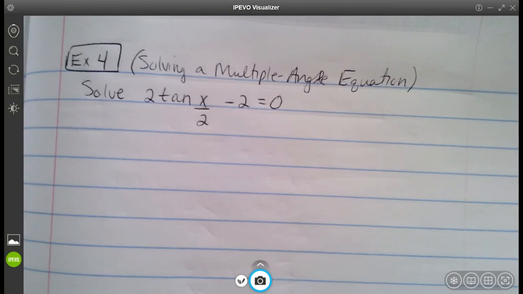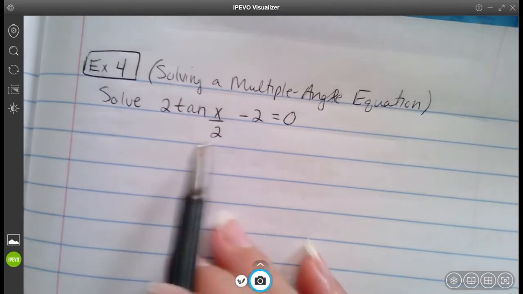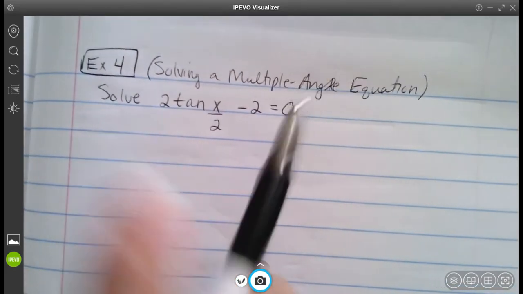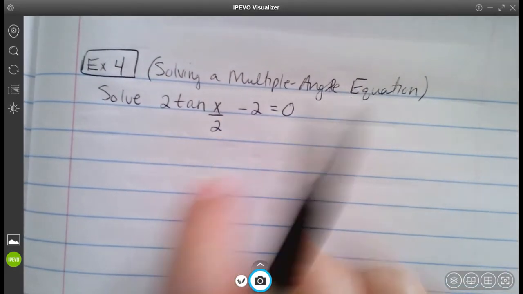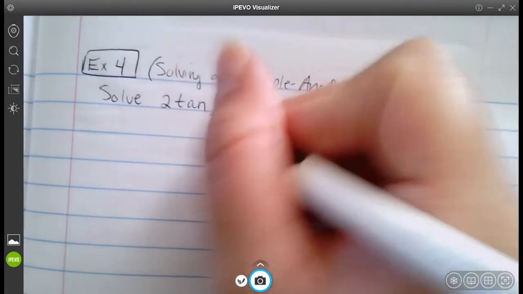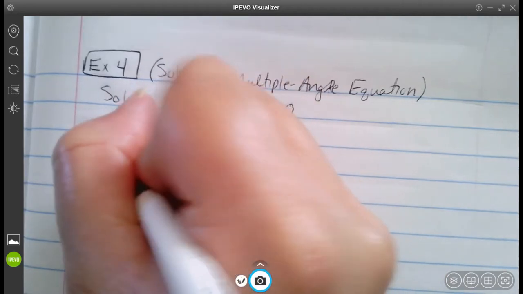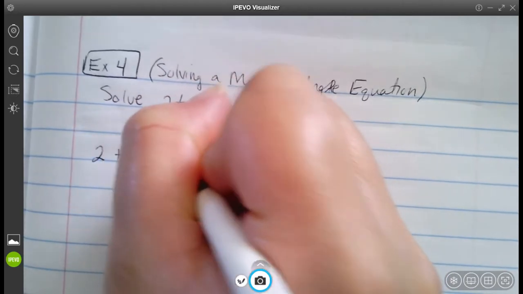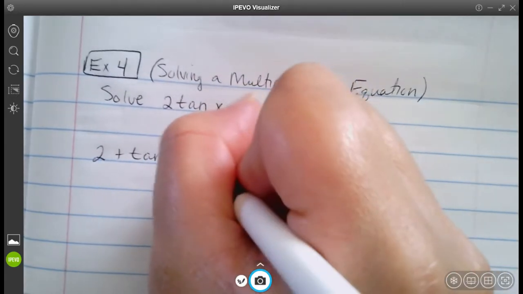So example number 4, we have solving a multi-angle equation. We've kind of seen multiple angles, but we're going to do this one a little bit differently. I'm going to start by isolating the tangent here. Our angle is x over 2, so it's not exactly just x like it usually is. So let's try some stuff here. I'm going to rewrite it so I don't mess with the original problem.